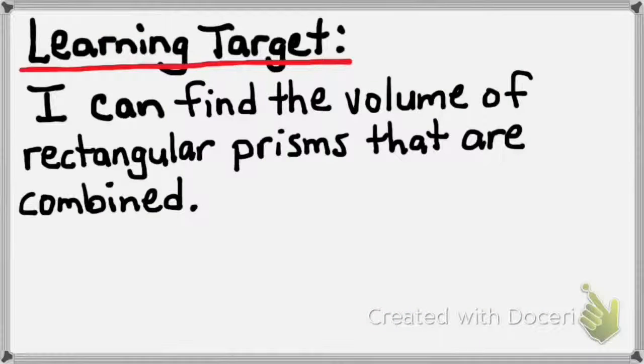Today's learning target: by the end of this lesson, you should confidently be able to say, I can find the volume of rectangular prisms that are combined. Today, I'll be showing you a different way from what we showed you last lesson. You then can choose which way makes more sense in your brain, and that's the way you can always go ahead and tackle these problems.